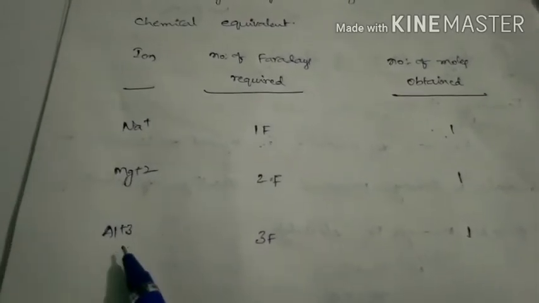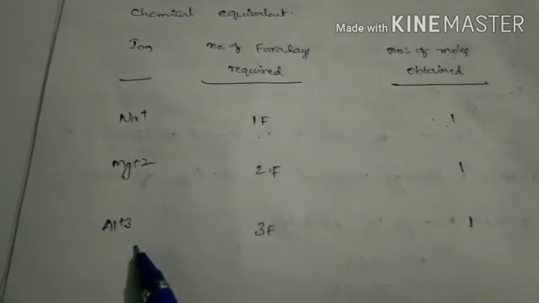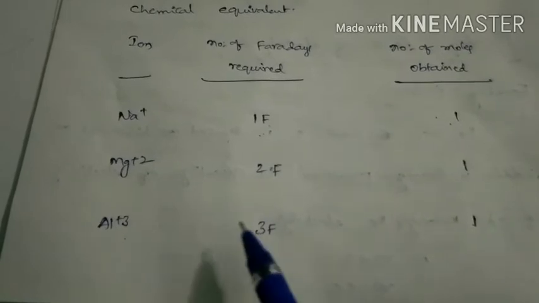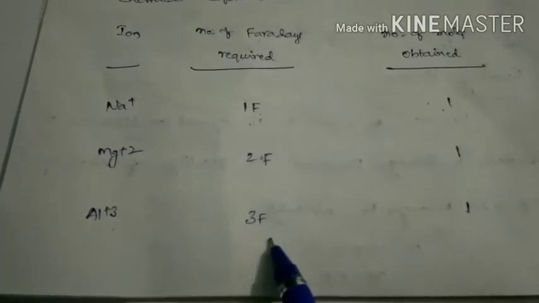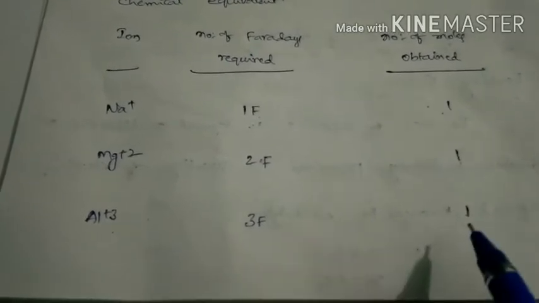Here Al plus 3 is there. If you want to get 1 mole of Al, it needs 3 Faradays, that is 3 moles of electrons, that is 3 into 96,500 coulombs. Then we get 1 mole of aluminum.